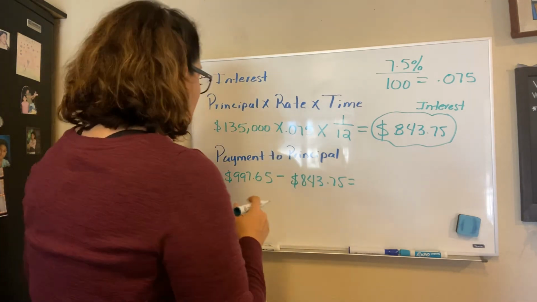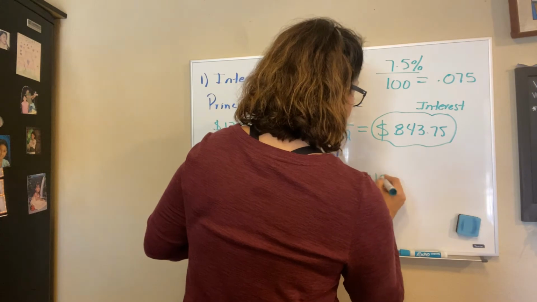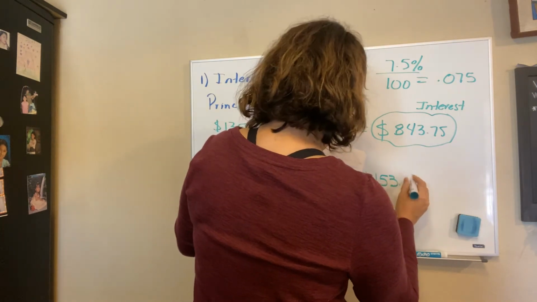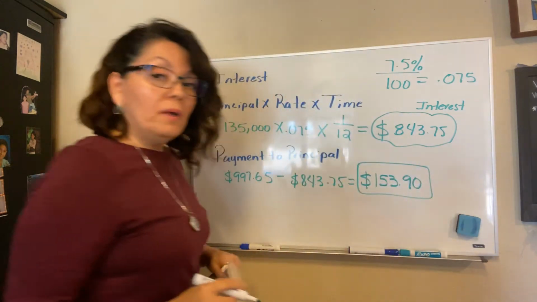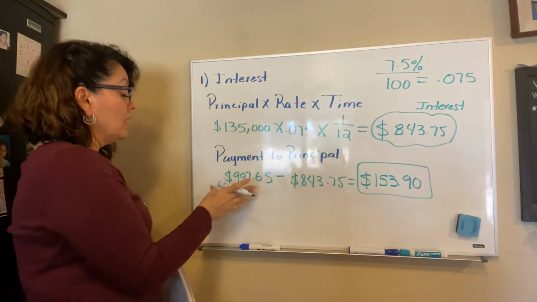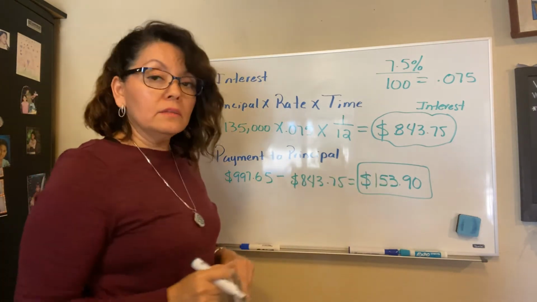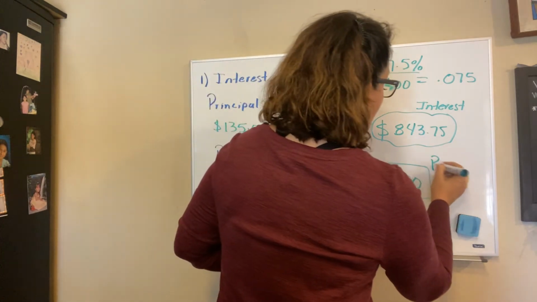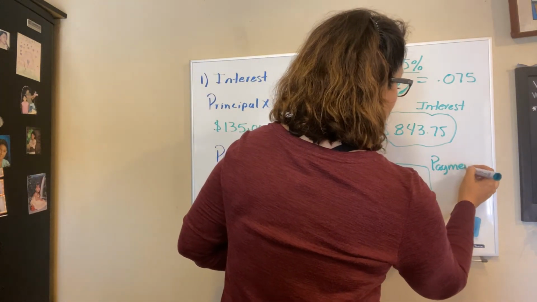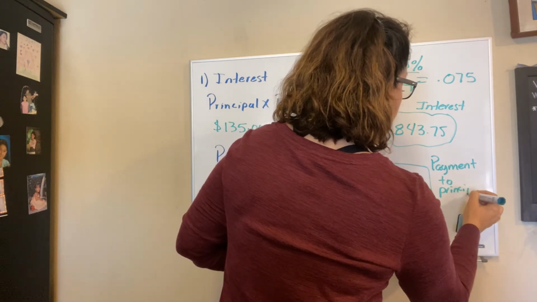So what is the amount that goes to the principal? 153.90. You are paying to the bank, well, they're paying to the bank almost $1,000, and only 153.90 goes to the principal. That is the payment to principal.